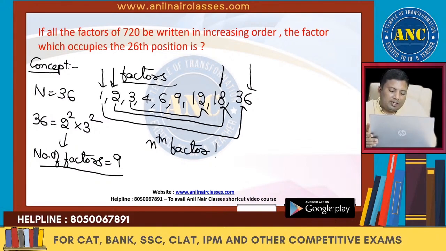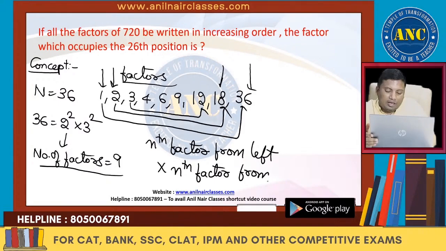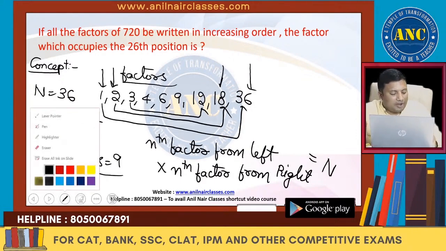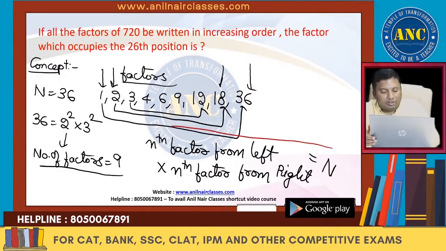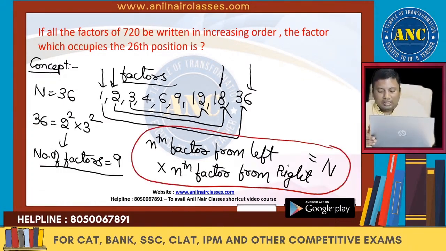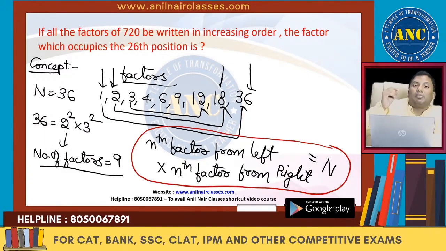So this is nothing but nth factor from the left into nth factor from the right. This is nothing but the original number. Nth factor from the left into nth factor from the right is nothing but the original number. Please make a note of this very important key point.